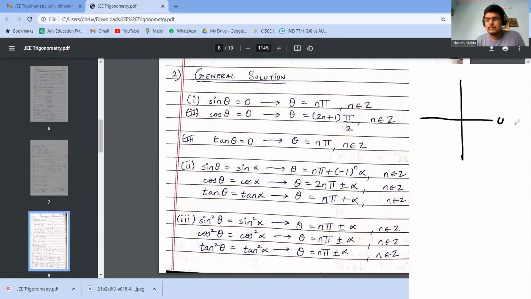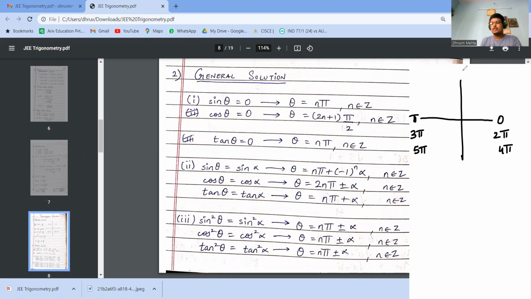0, 0. Then after 0, pi, 2 pi, 3 pi, 4 pi, 5 pi. So do you agree with me, guys, that it's going to be n pi, where n can be any integer?